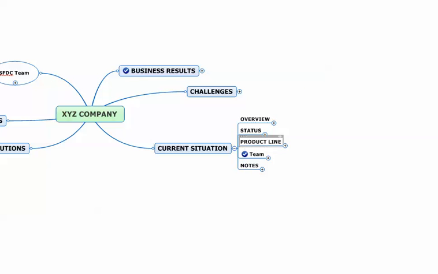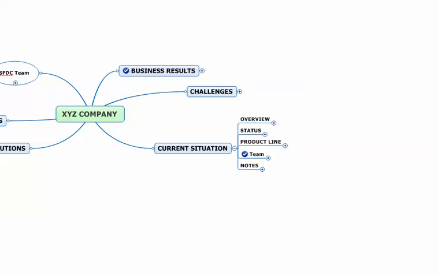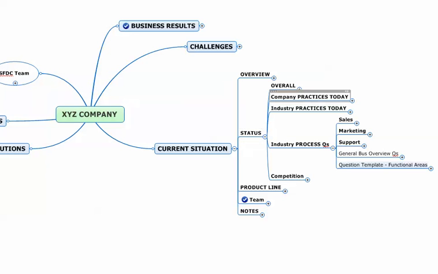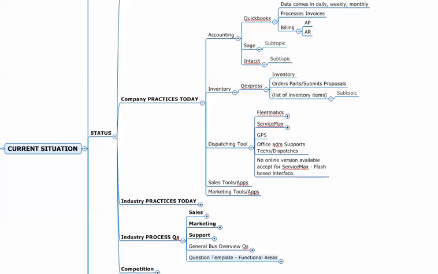Once I get the current situation, the overview is pretty simple. I go over the company website. It's a very simple template area there. For the status, I might be going over the company practices today. And what I mean by that is, what are they using? What are they using for accounting? QuickBooks, Sage, and Act. What's their inventory? Q Express. Are they using a dispatching tool, Fleetmatics or ServiceMax, or some type of GPS?